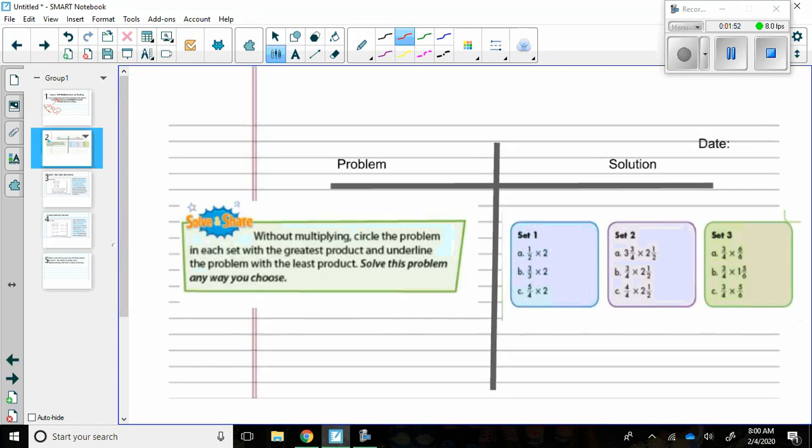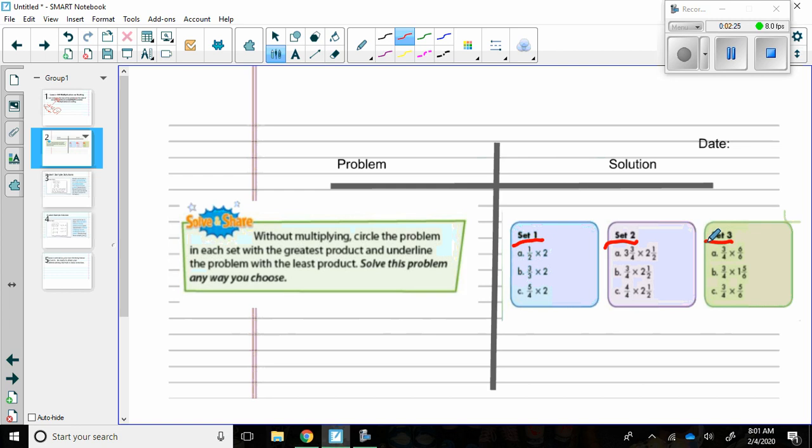So now we're looking at our solve and share. First off, one of the things that I really want you to do for this problem is write set 1, set 2, and set 3 on your paper underneath the solution side. I know that you have it glued in, but on the solution side, I want you to write set 1, set 2, set 3, so you can record your thinking and processing through each one.